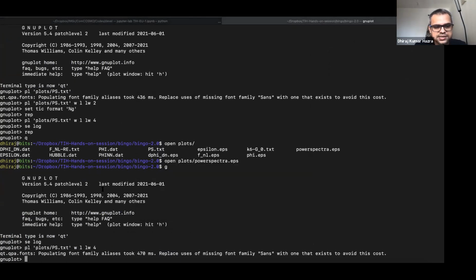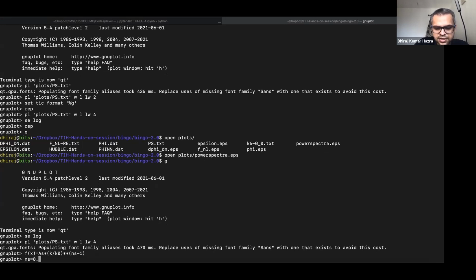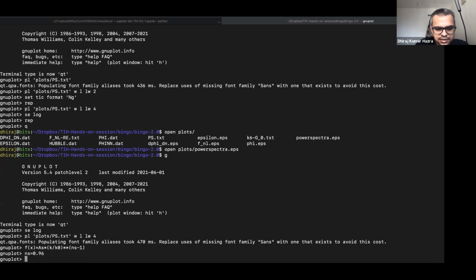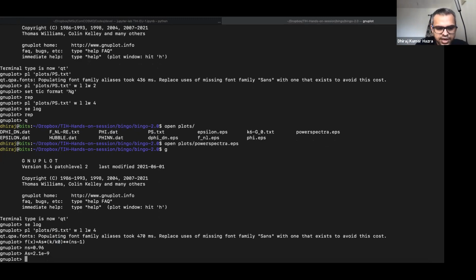So let me check what the primordial power spectrum looks like with the analytical formalism. Let me define f(x) equal to A_s times, remember, (k by k naught) to the (n_s minus 1). n_s is how much? The best fit, I said the sweet spot, is 0.96, and A_s, the Planck amplitude, is nearly 2.1, so when k equal to k0, the amplitude is 2.1 e minus 9, that is 10 power minus 9. Now let's say replot f(x).